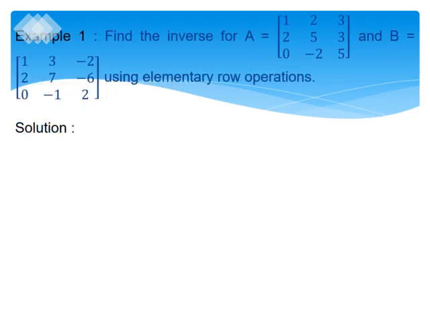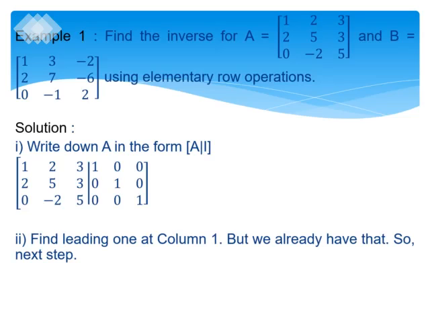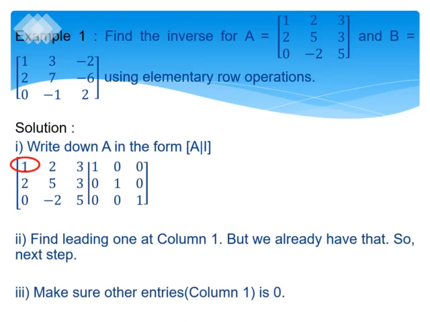Next, find the inverse for A and B using ERO. So the solution: first, write down A in the form of A identity. So we write down that. And second step, find leading one at column 1. But we already have that. So next step, that is the leading one. Make sure other entries at column 1 are 0. So we have to make sure 2 and 0 become 0.